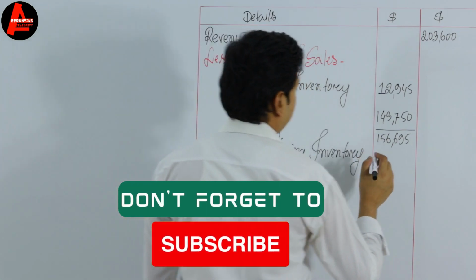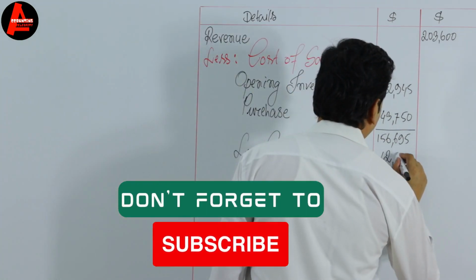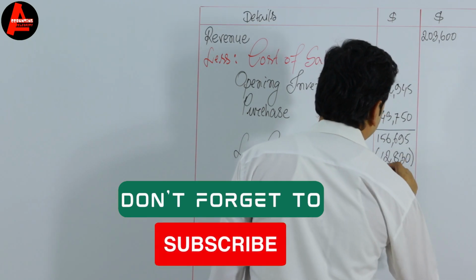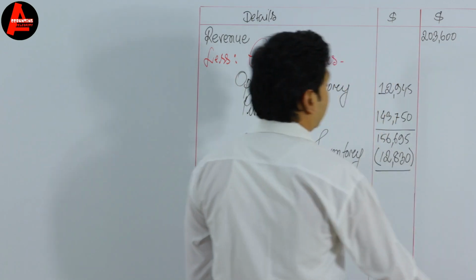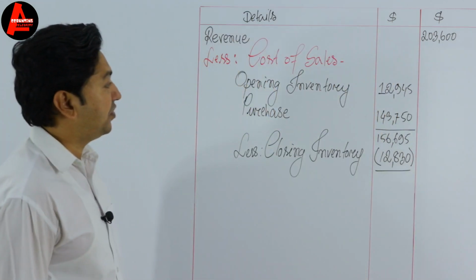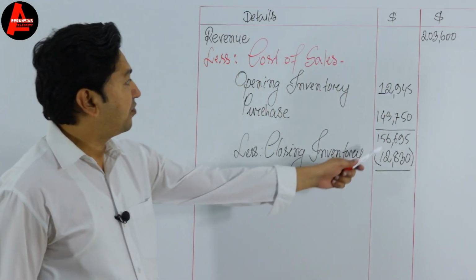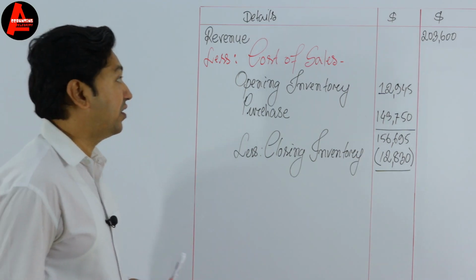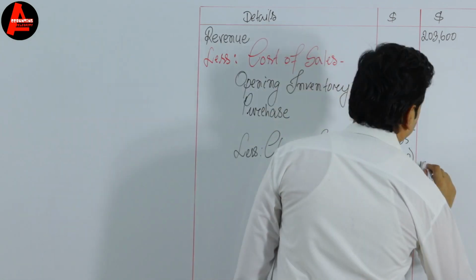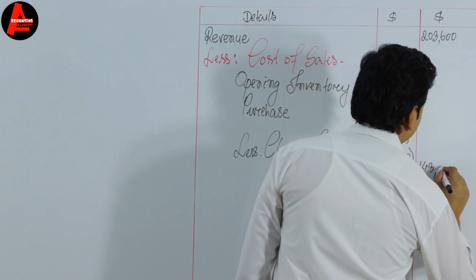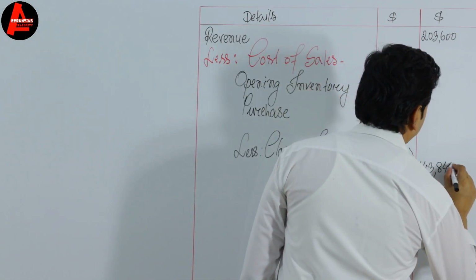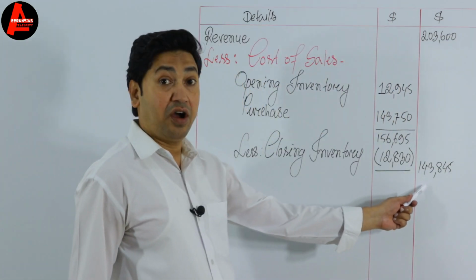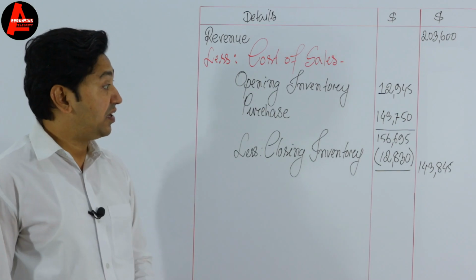So here we see $12,830. We will subtract this amount. Now if we subtract it from this total, 156,695, we get 143,845, right? So this is our cost of sales.